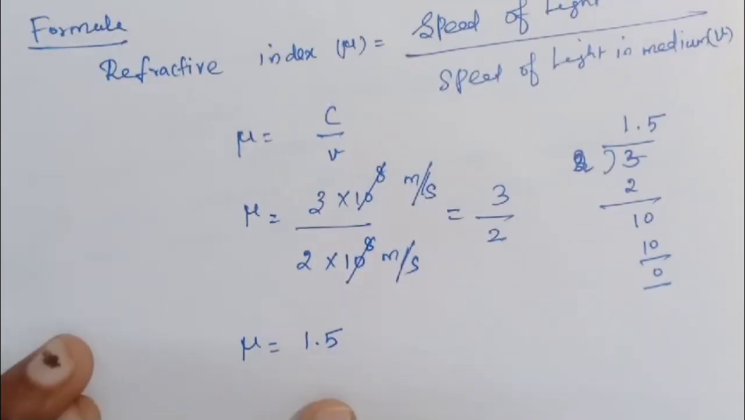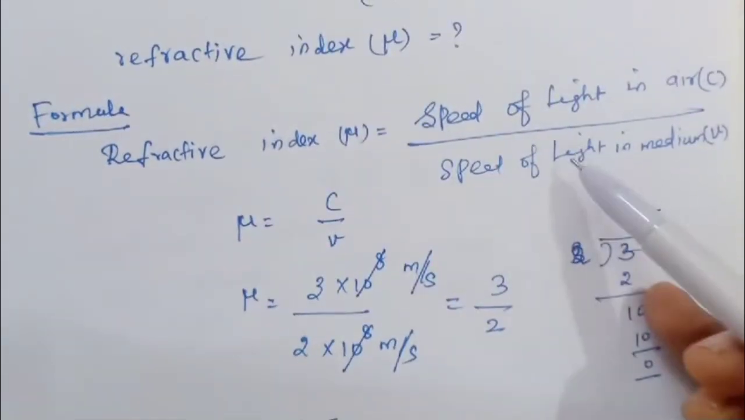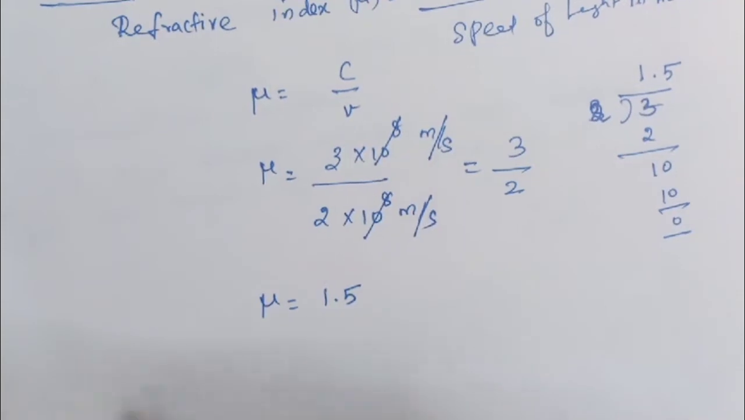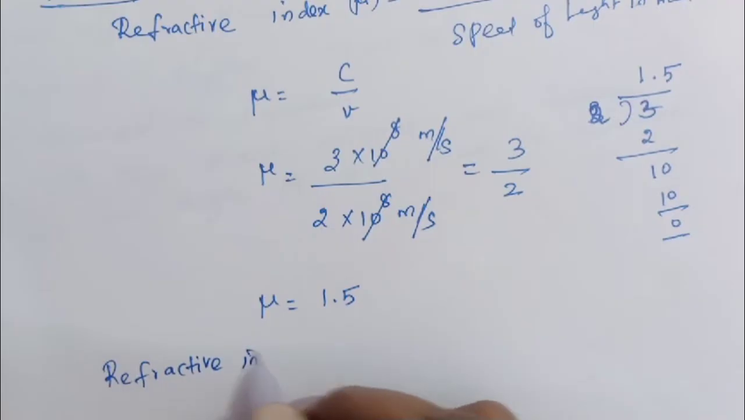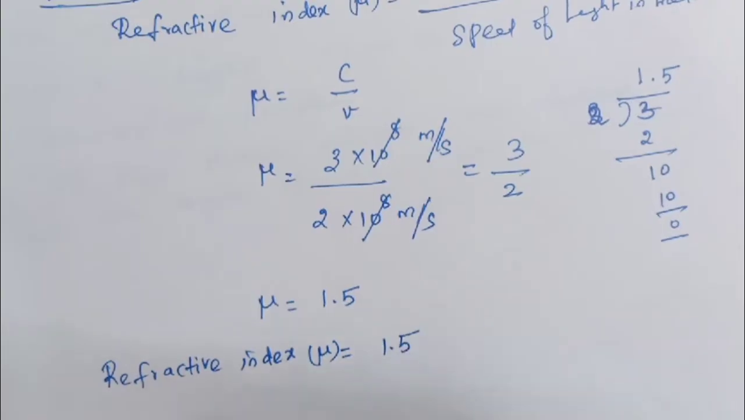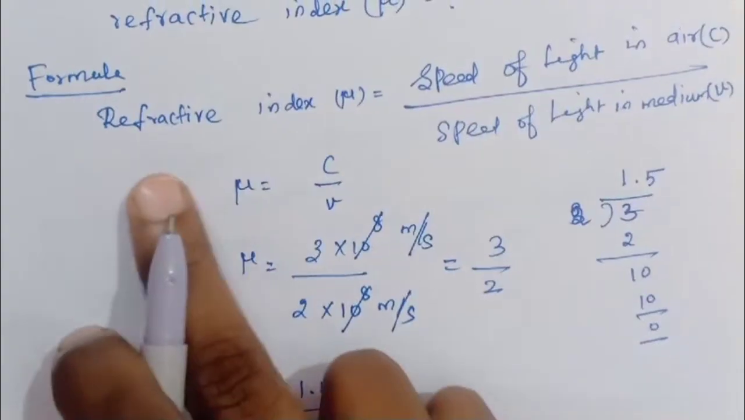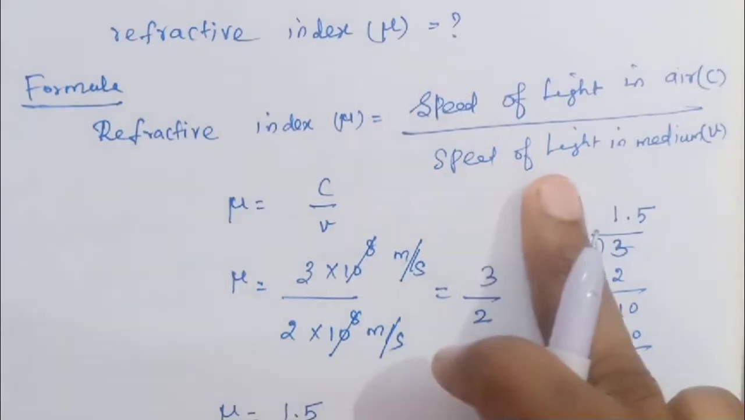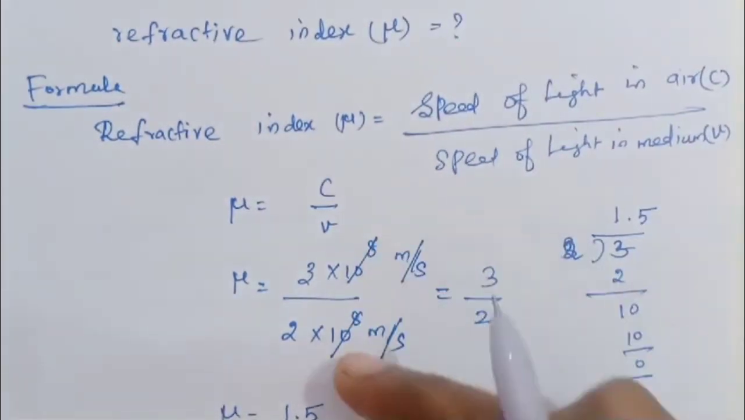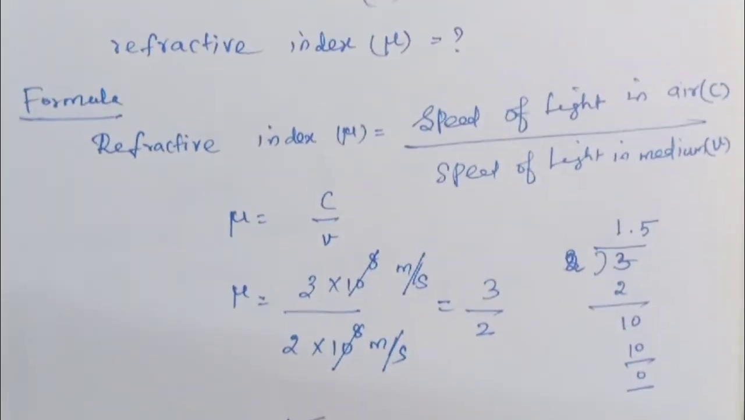For refractive index, we don't have any unit because both the units get cancelled. We are calculating a ratio, so no unit. So the answer, refractive index mu is equal to 1.5. That's all. Here there is simply only one formula: refractive index is equal to speed of light in air divided by speed of light in medium. Direct substitution will get the answer. So the final answer is 1.5. Clear, children?